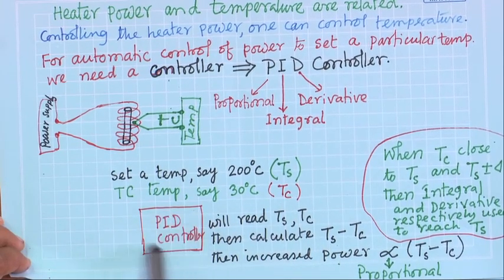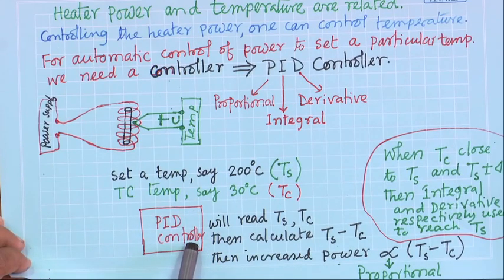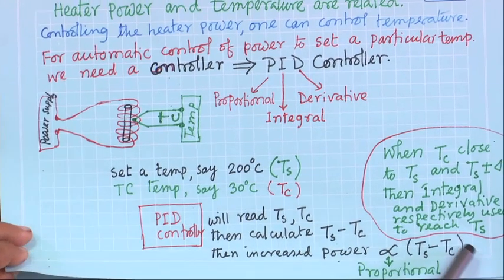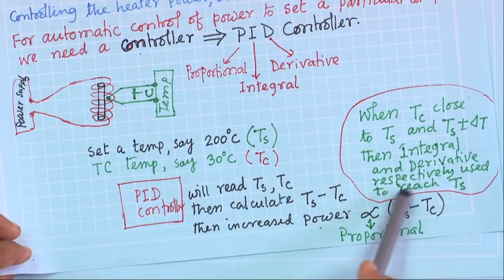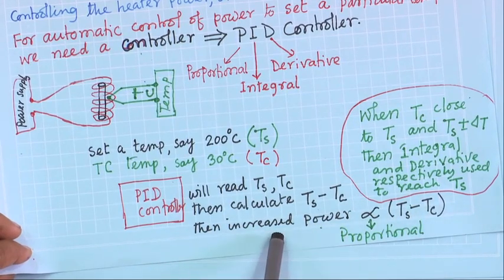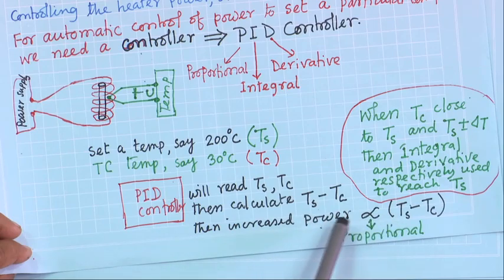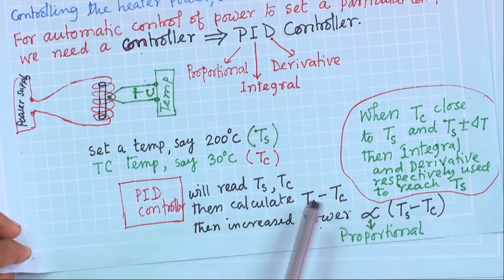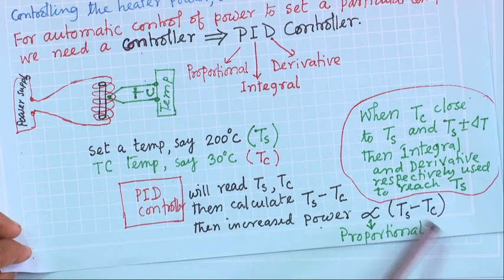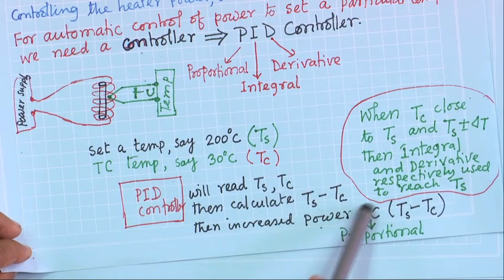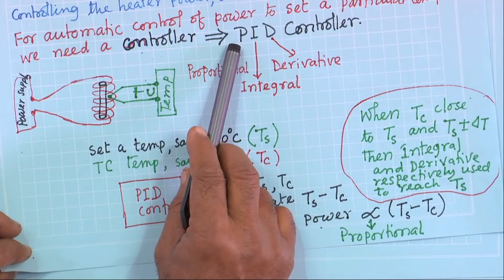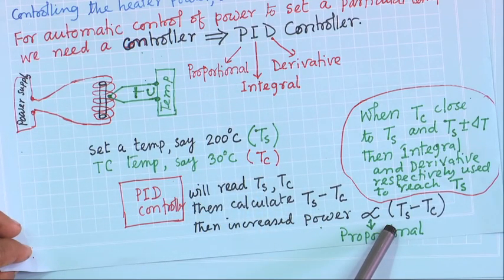Then it will calculate. It's basically a controller with electronic circuits. It calculates the difference between TS and TC, then increases power proportionately to the difference of temperature. Initially there will be a big temperature difference, so it increases power proportionally. That is the P in PID, the proportional part.